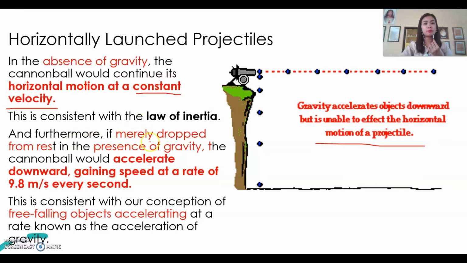Furthermore, if it is merely dropped from rest in the presence of gravity, the cannonball would accelerate downward, gaining speed at a rate of 9.8 meters per second every second. Now, this is consistent with our conception of free-falling objects accelerating at a rate known as the acceleration of gravity.